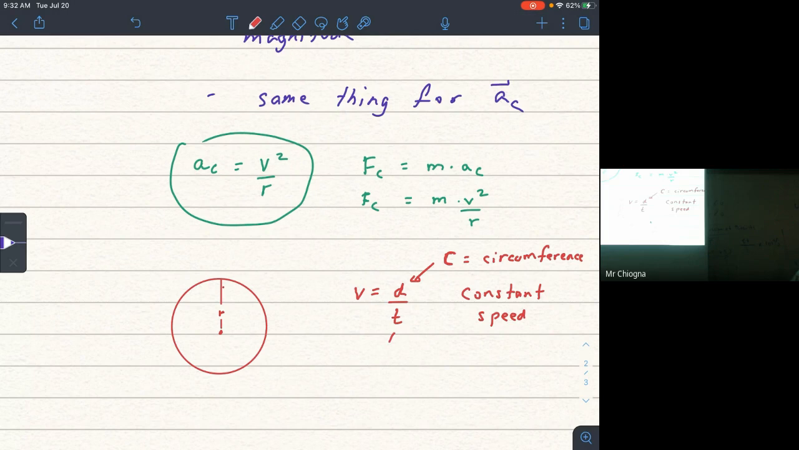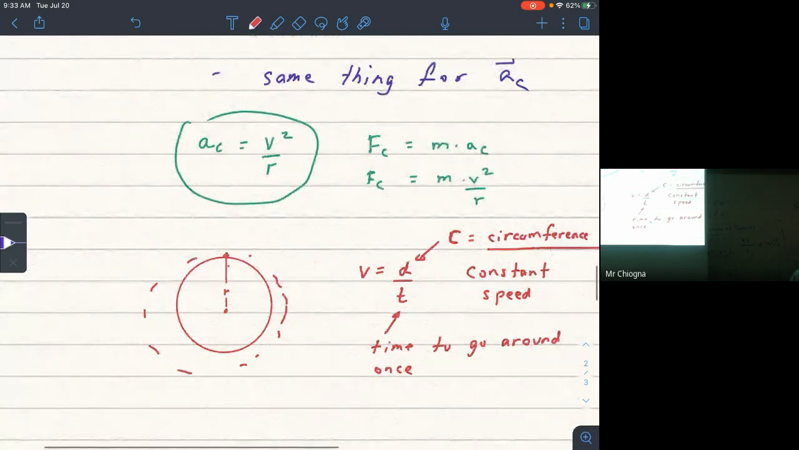Okay, what is this time? You're talking about going around the circle. Let's say you start here and you move all the way around and you come back to the same point. What's the time? That's the time to go around once, and return to your starting position. Okay, what is this called? The proper name for that is period.